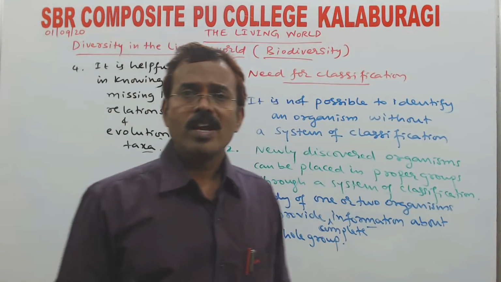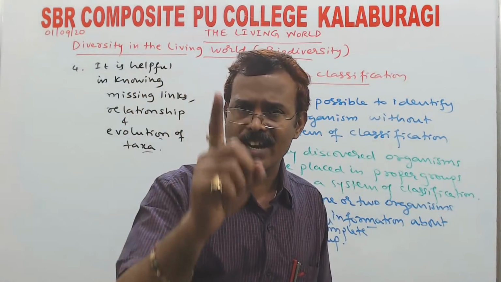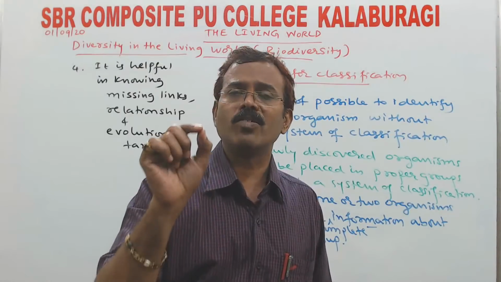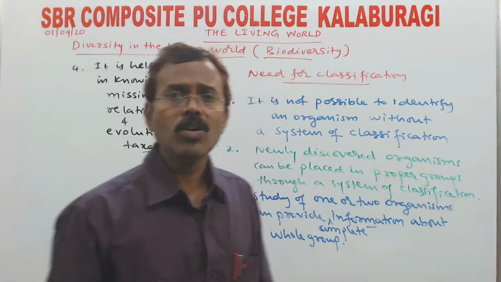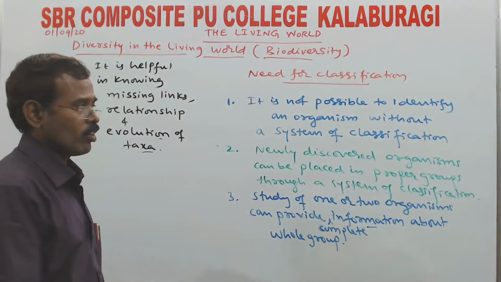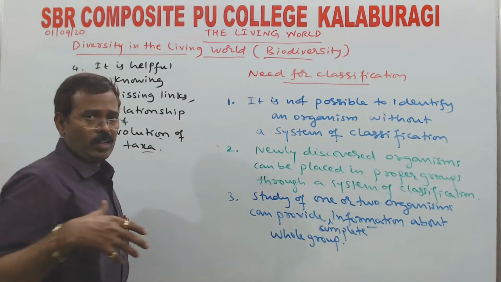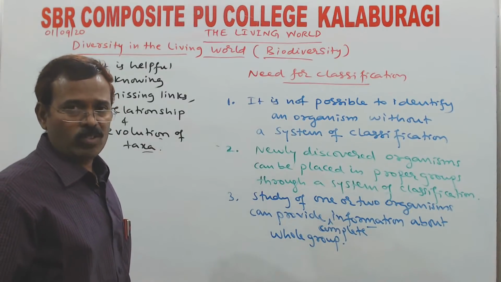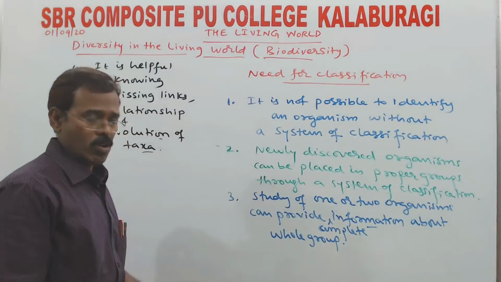So taxonomy is the branch of biology which mainly deals with characterization and identification, naming, that is nomenclature, and classification of organisms. So try to remember the definition of taxonomy. These are the basic elements of taxonomy, and why we need to classify. These reasons we have to remember.